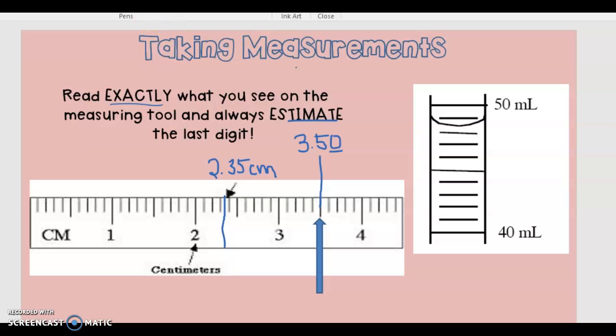Hey you guys, I'm back. So this is part 2 of measurement notes. I want to continue about how to read and report measurements correctly.